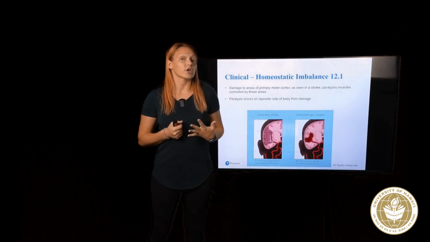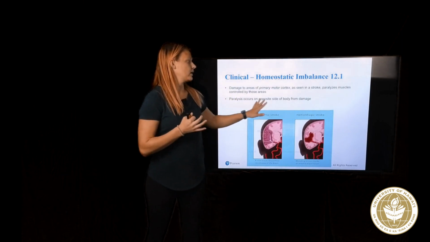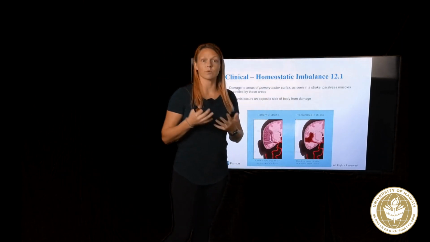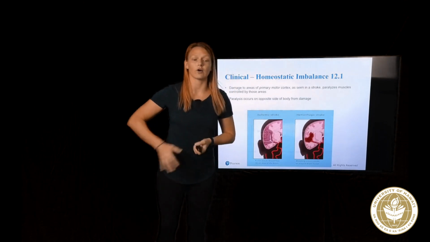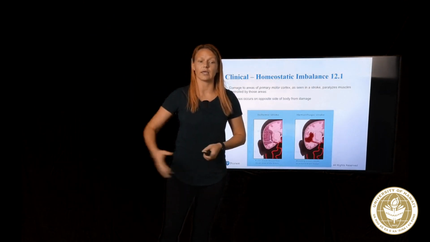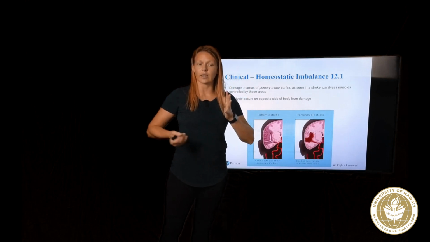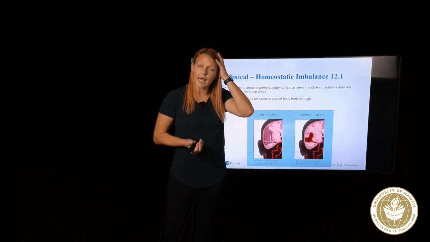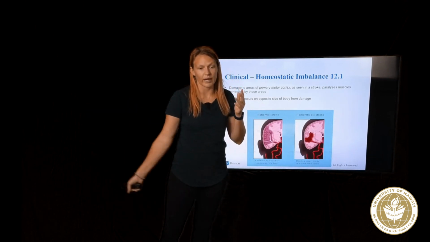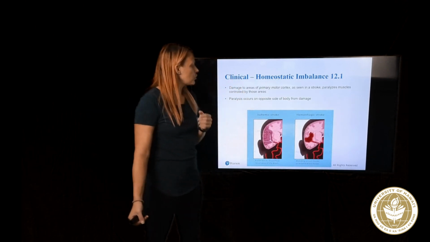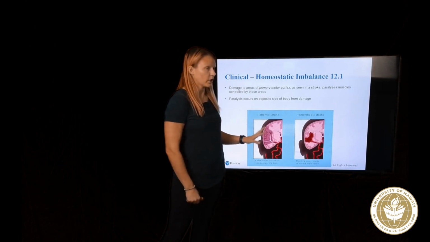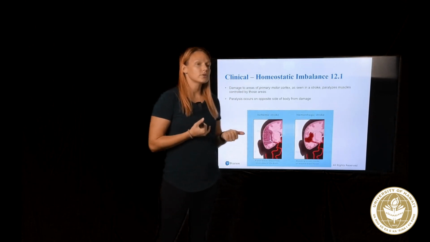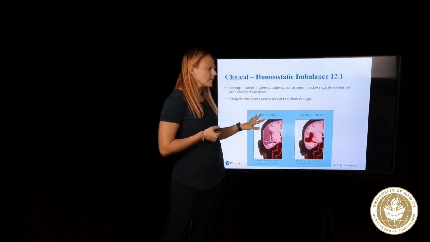Paralysis is generally going to occur on the opposite side of the body from the damage, which makes sense because we talked about how if you want to do something with the right side of your body, it's going to be the left side of your brain that allows that to happen, right? So if you have damage on the left side of your brain, that's going to affect the right side of your body.